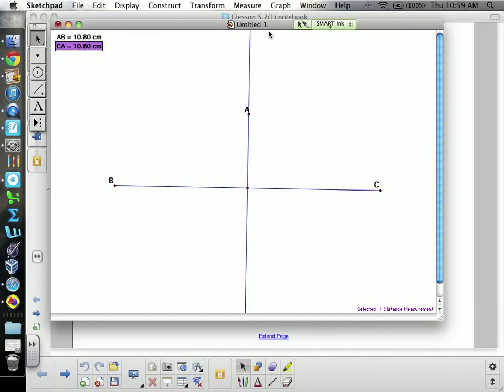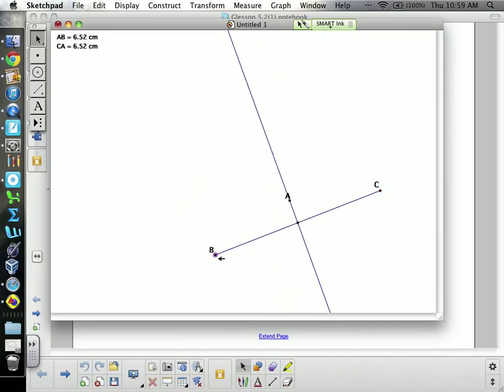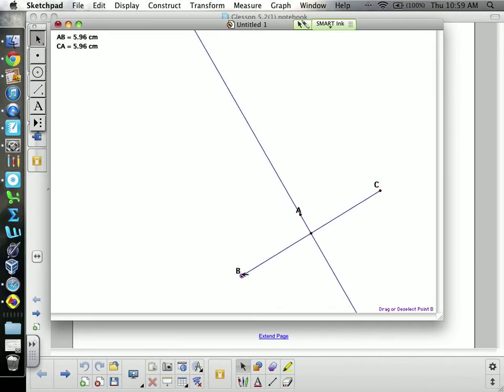What do you notice about those two distances? They're the same. So A is equally distant from both B and C, isn't it? Does it matter where A is on my segment? No, it doesn't. Does it matter if my segment is a little shorter and maybe at an angle instead of straight up and down? Are the distances still the same? The distances keep changing, but the distances are always the same, aren't they?